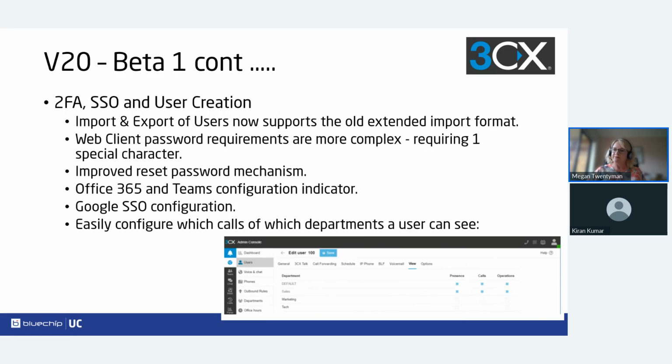And remember, the Teams integration is going to be reworked at version 20 as well. So that will be during the early life of version 20. That's still to come. And then you can easily configure which calls of which department a user can see. So you can actually stop users being able to see calls of other departments in that type of scenario as well. So we're certainly starting to see that evolution of all that work that's been done during version 18.